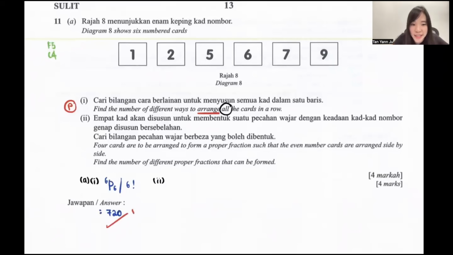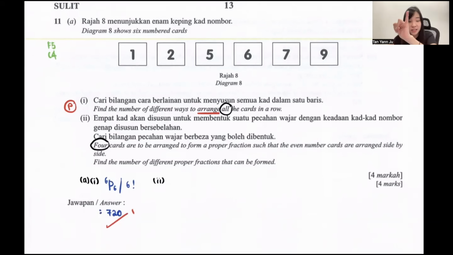So second one, they say 4 cards. Okay, this one, listen carefully. So many students ask me. 4 cards are to be arranged to form a proper fraction, okay? Such that the even numbers are arranged side by side. Find the number of different proper fractions that can be formed. Don't really understand, no? Never mind, I read one by one.